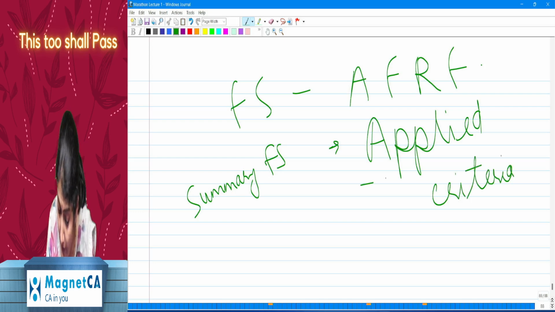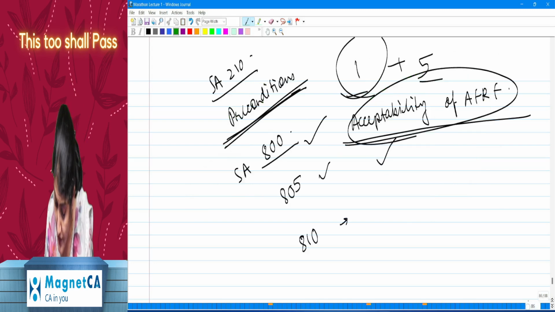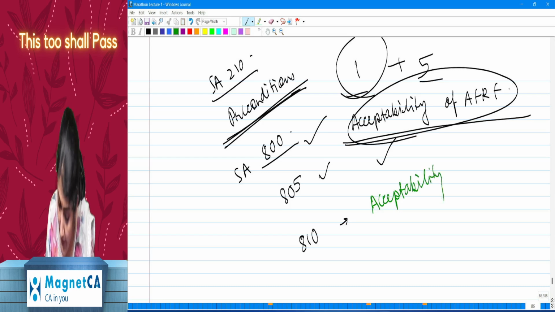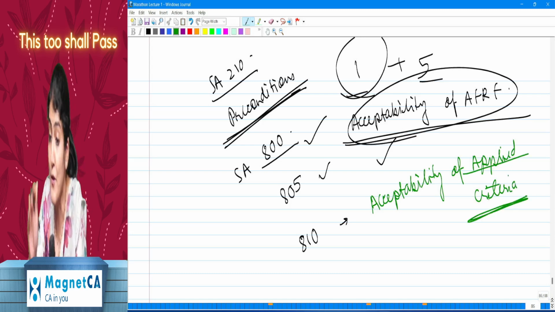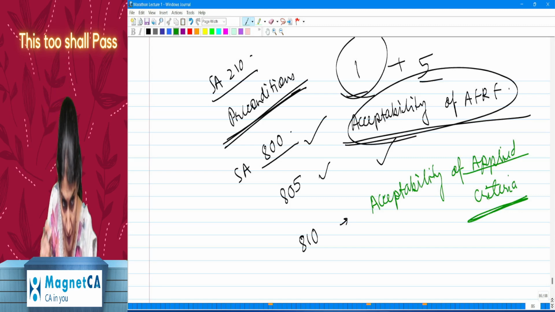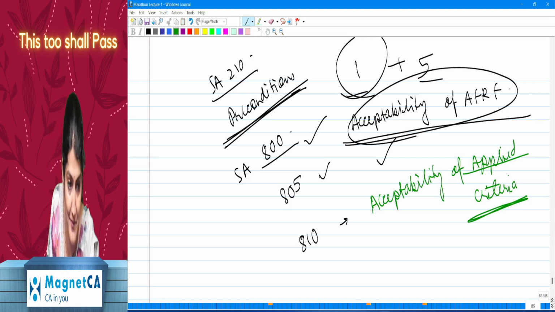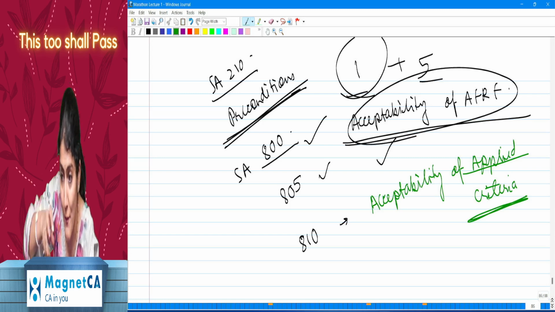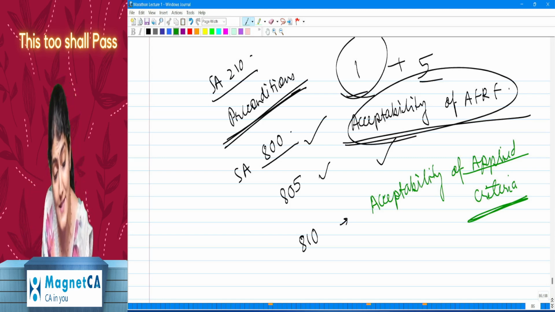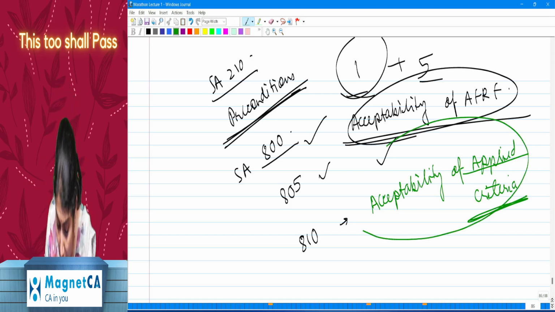So now in case of 810, what is going to be the giant precondition over there? The acceptability of the applied criteria. Exactly. The acceptability of the applied criteria. And you will go nuts listening to the definition of applied criteria. What is the definition of applied criteria? The criteria applied in the preparation of summary financial statements. So obviously, what you have to check in case of summary financial statements is the acceptability of the applied criteria.